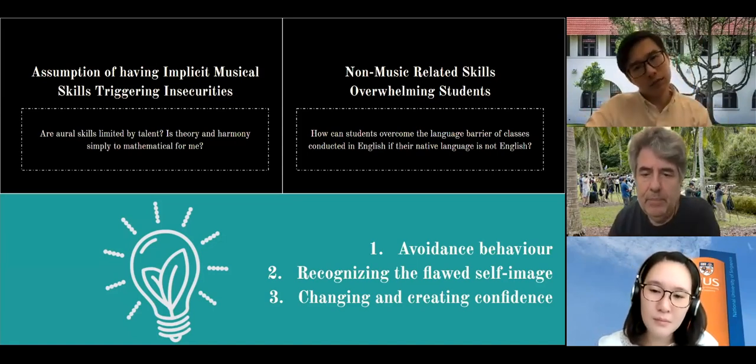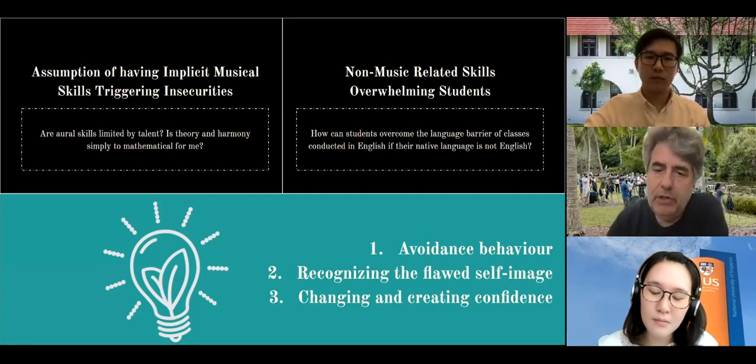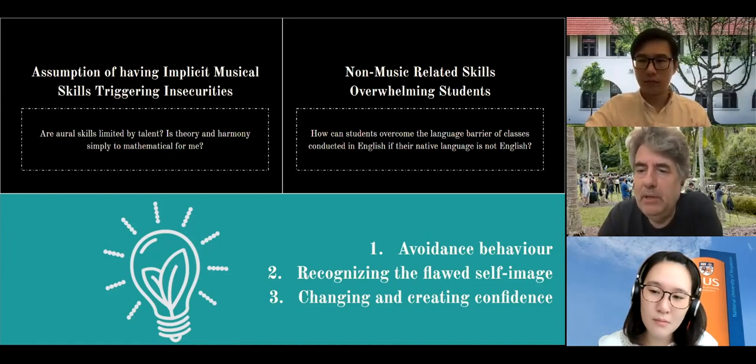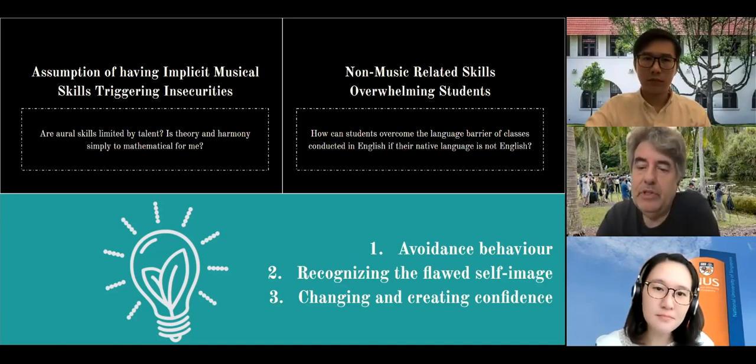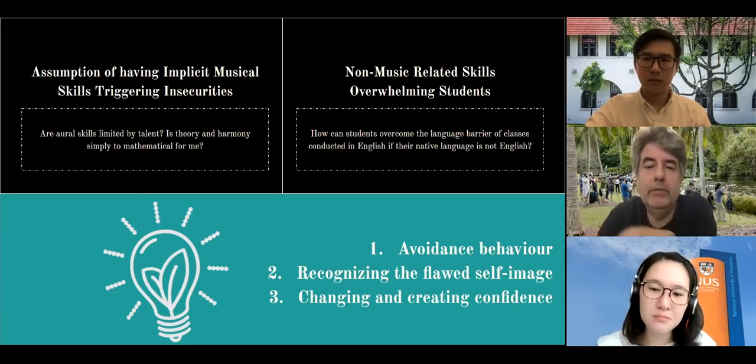So avoidance behavior needs to be addressed. We need to make the students recognize this flawed self-image, this idea that they have no talent, and let them see, actually, if you take the right steps, you can improve just like the others. Change that self-image, and then create confidence.